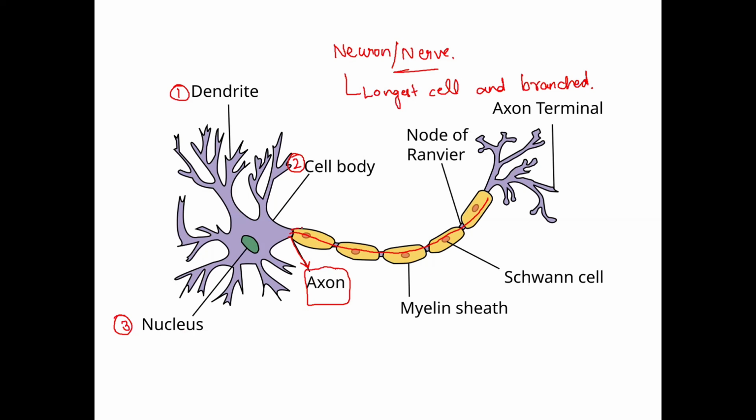Axon is further covered by some cells, and this covering is the myelin sheath. The cells which generate these myelin sheaths are called Schwann cells. So Schwann cells basically make the myelin sheath. On the other hand, the axon ending is called the axon terminal. This is the overall structure of a neuron.